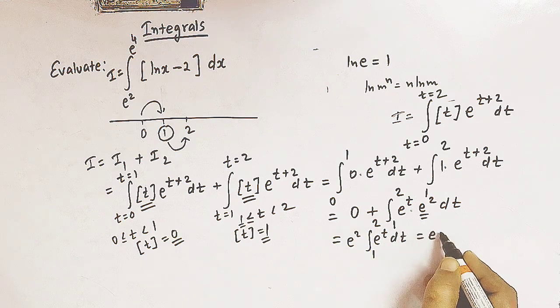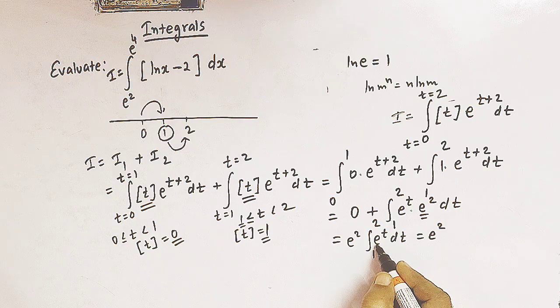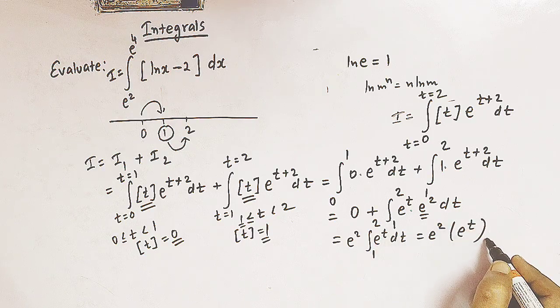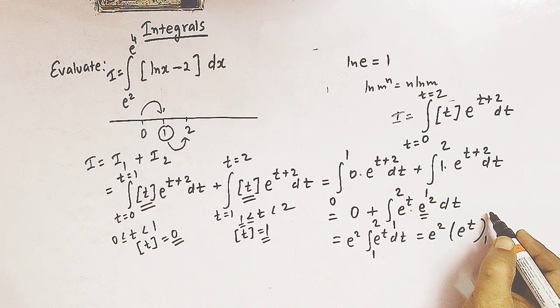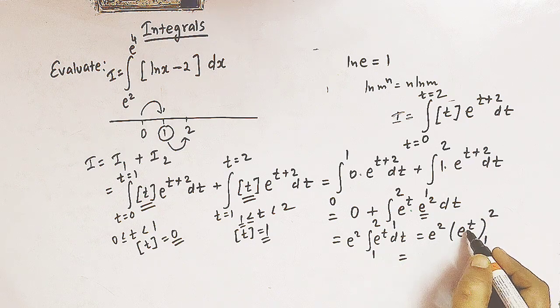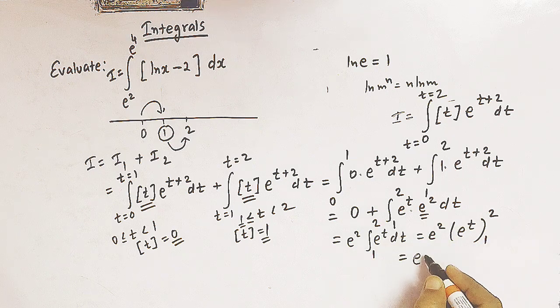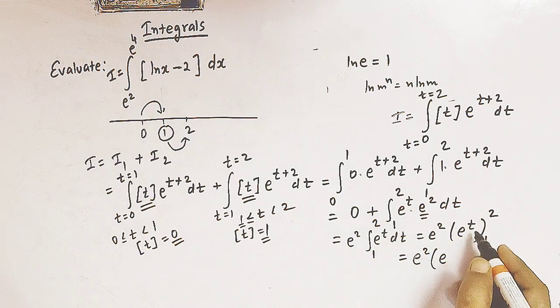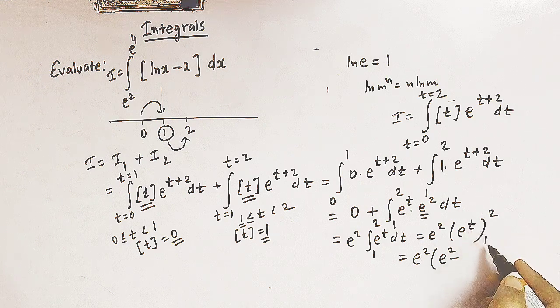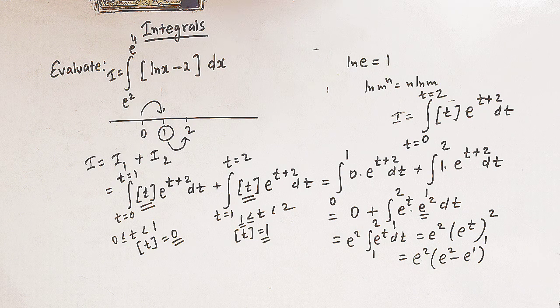So now we have e square. The integral of e raised to t is e raised to t, and here we have limits of integration from 1 to 2. Now substituting the limits and taking the difference, we have e square. Here we have t is equal to 2, then we have t is equal to 1. So here we have t is equal to 1, so this is e raised to 1, right?